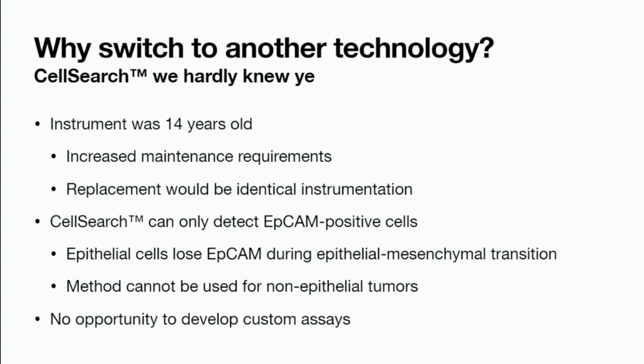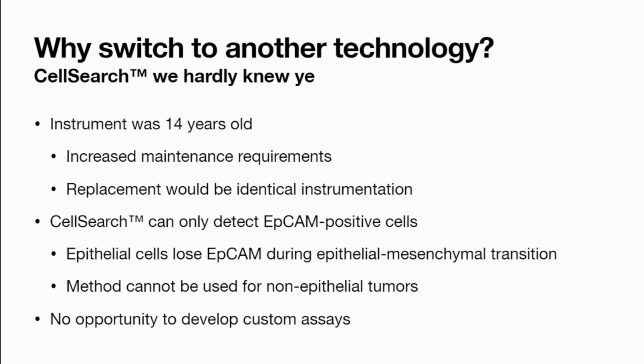So since we have the CellSearch assay up and running, why would we switch to another technology? As I said, we got this instrument in 2005, so this is 16 years ago now. And as of a couple of years ago, we decided we needed to replace it. It's a 14-year-old instrument at this point. It was breaking down on a regular basis, as you might expect. And the frustrating thing is that if we wanted to replace our CellSearch instrument with an equivalent instrument, it would actually be exactly the same technology as from 14 years earlier. So we'd buy a new instrument and it'd be exactly the same as the old one, except that it would be new hardware.